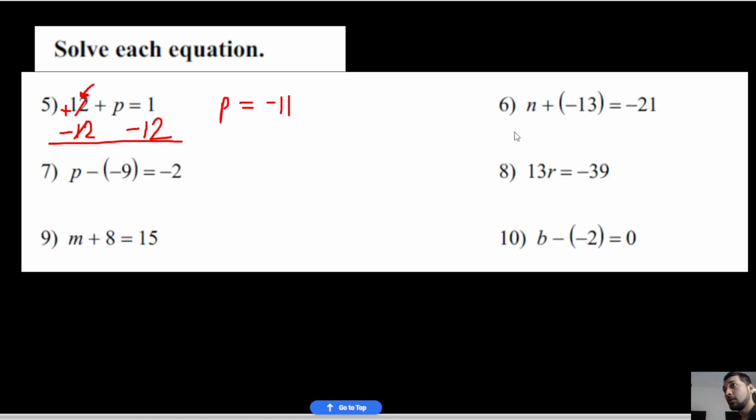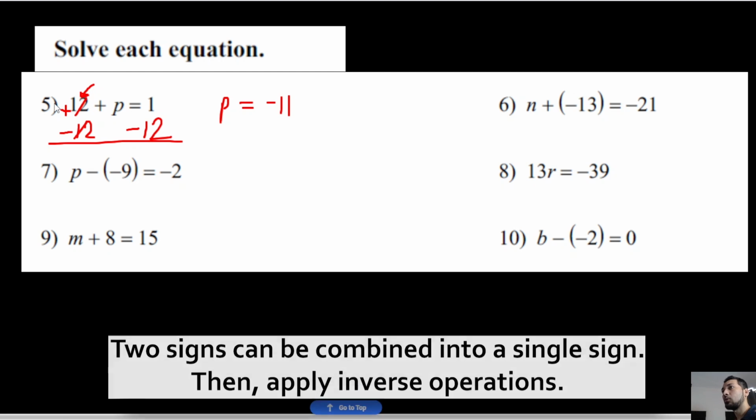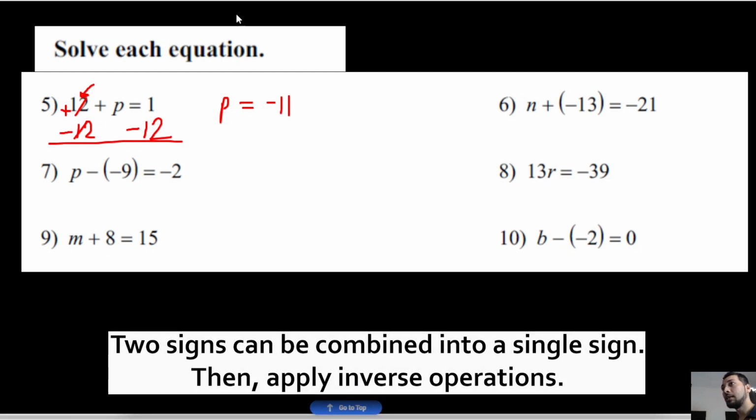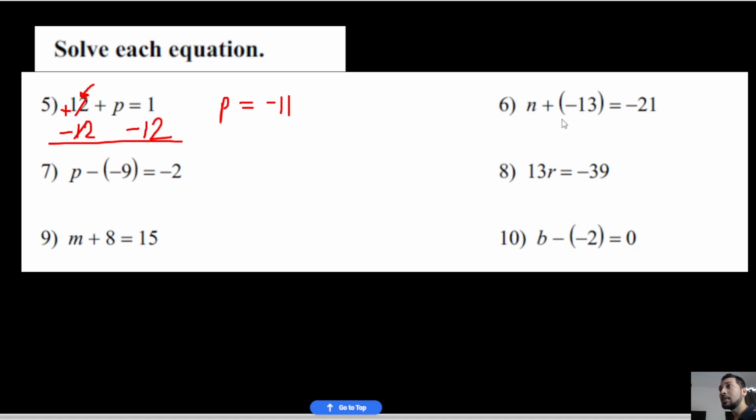Number 6 is interesting. We have n plus negative 13 equals negative 21. Whenever we have two signs next to each other, we always try to combine them into a single sign. Here we have a plus and a negative sign, so you combine this into a single sign. So in this case, we can write this as n minus 13 equals negative 21. So plus and negative sign would multiply together to give you a minus sign here.